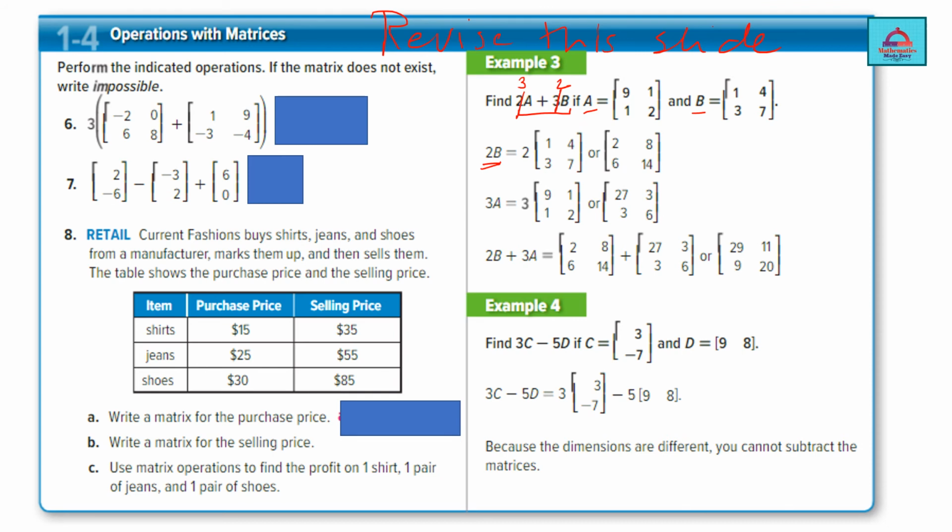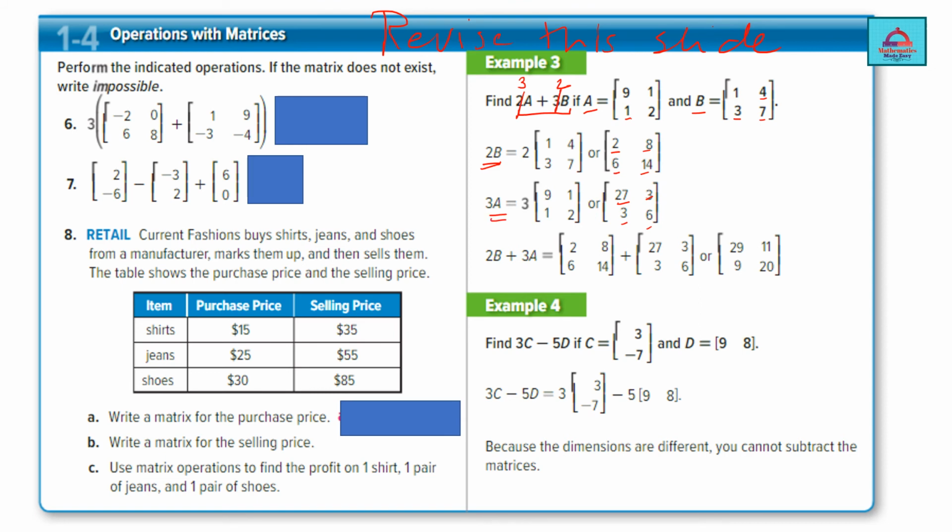2B will be each element of this matrix B multiplied with 2. So 1 multiplied with 2 would give you 2. 3 multiplied with 2 would give you 6. 4 multiplied with 2 will give you 8. 7 multiplied with 2 will give you 14. So that's the 2B matrix. Now for 3A, each element of matrix A will be multiplied with 3. So 3 times 9 is 27. 3 times 1 is 3. 3 times 1 is 3 again. 3 times 2 is 6. So 3A and 2B are done.